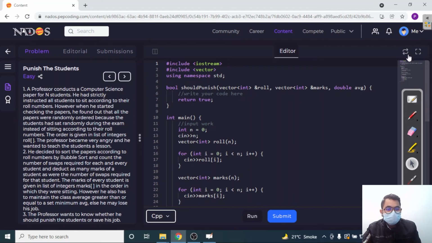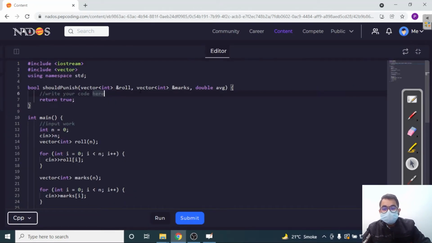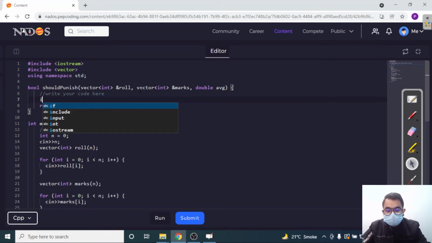All right, so this is very simple. As we discussed earlier, we need to count the number of swaps. So swap equals 0.